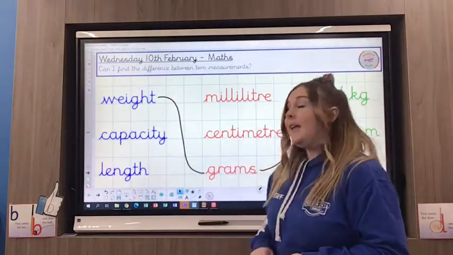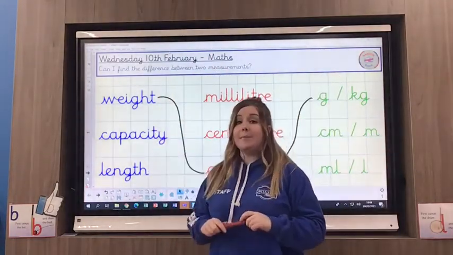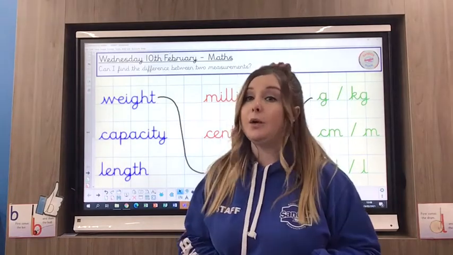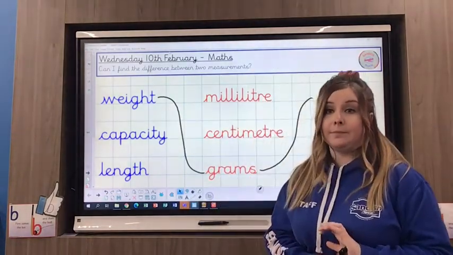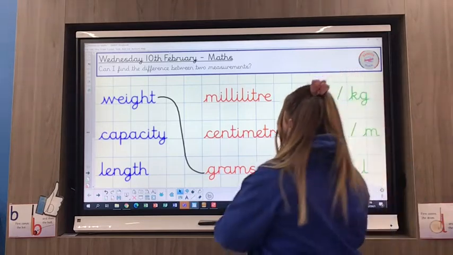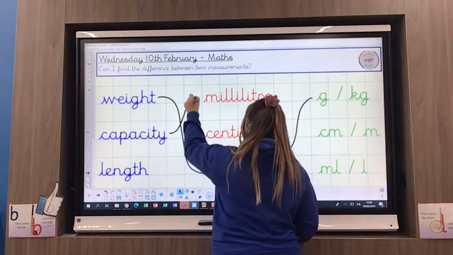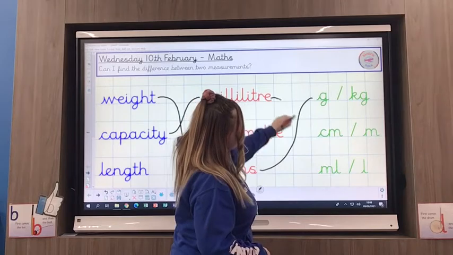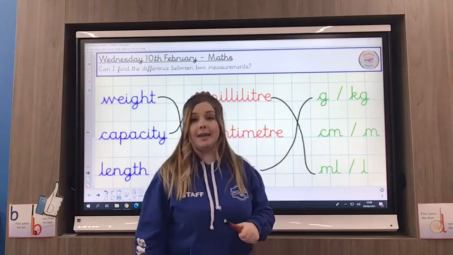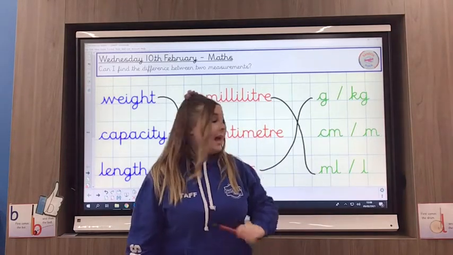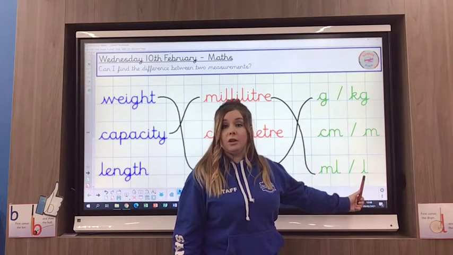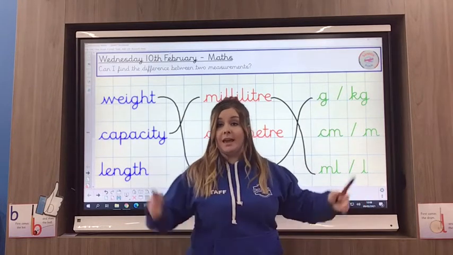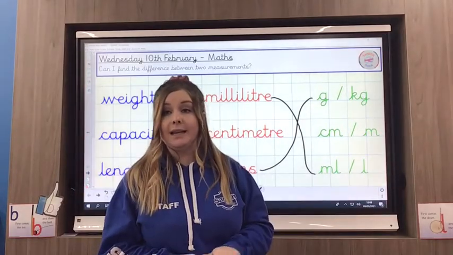The next one then is capacity, and capacity is the amount of liquid. So what do we use to measure liquid? We use millilitres. And we see millilitres written like this in maths. And again, I've also included litres, which is another unit of measure for capacity, but it's bigger than millilitres.